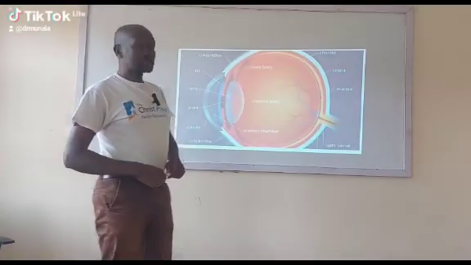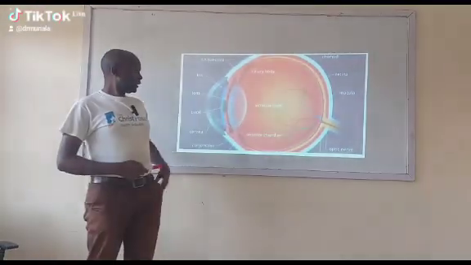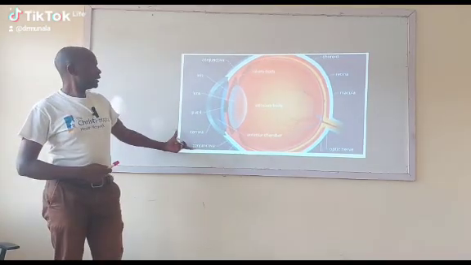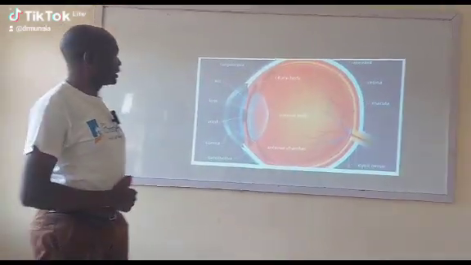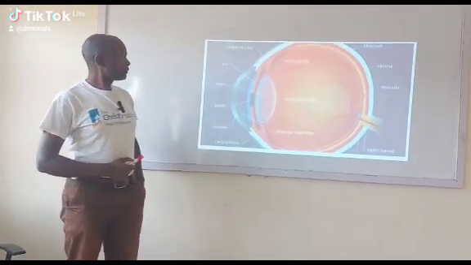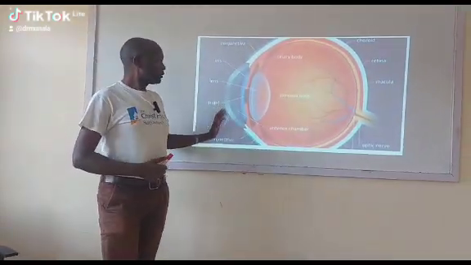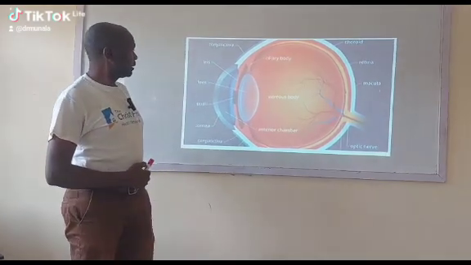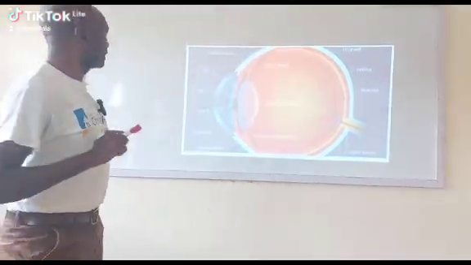Okay, today let's look at the anatomy of the eye. You can see this is the structure of the eye. I think it has the eyeball. So, the eye, as you can see, consists of two segments. We have the anterior segment and the posterior segment.